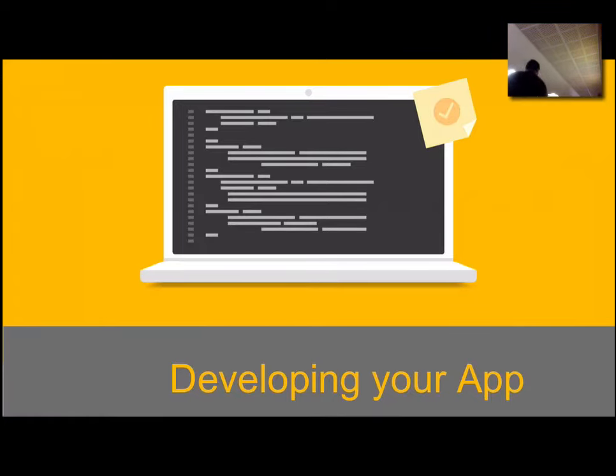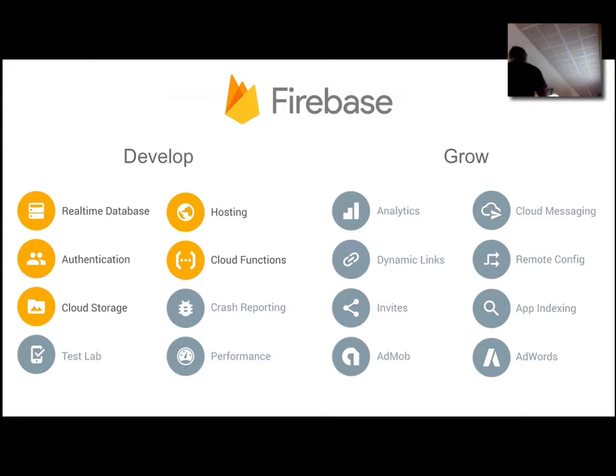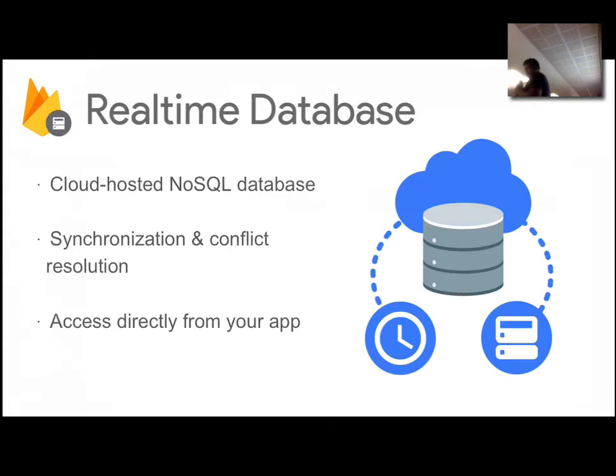So now let's move to developing your app. We'll see this section here. Real-time database, as I mentioned, is a cloud-hosted NoSQL database, and you don't have to worry about synchronization and conflict resolution. Firebase real-time database takes care of this, and you can access it directly. This I didn't say earlier, but you don't need any REST APIs, any network calls, anything. You can directly access the database with your app, update the database, get the data. You can fetch it.